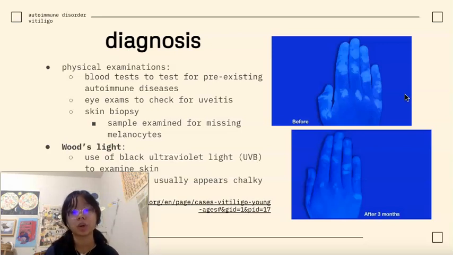These pictures show before and after of somebody with vitiligo who has received treatment, and on the before picture you can see very clearly the areas of skin where they have the white patches. It is very stark against their skin.